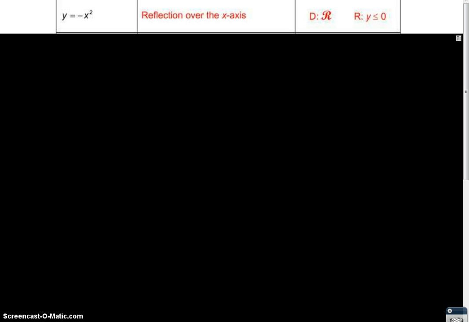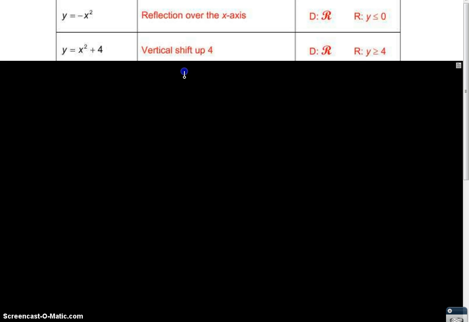Okay, so based on what we're looking at, it wants us to tell how the functions below are different from the parent functions. So problem number 1, we had y equals negative x squared. Remember we said it was going to be a reflection over the x-axis. My domain is all real numbers, and my range is going to be y is less than or equal to 0. Let's look at the next one.